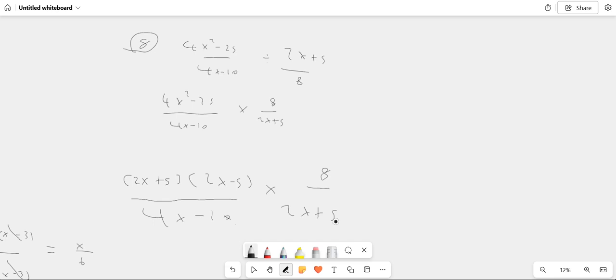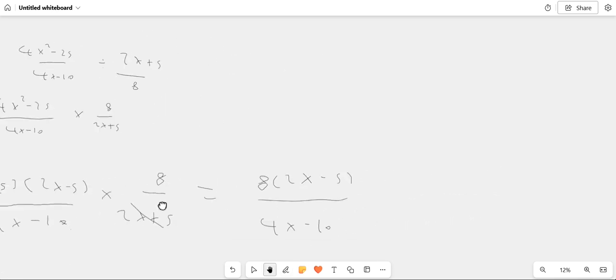And again, I'm not going to combine it at this point, yeah? I'm just going to cancel it as shown here, yeah? So 2x minus 5, keep that. 2x plus 5, cancel the 2x plus 5. And we're left with just 8 times 2x minus 5 here over 4x minus 10 here.